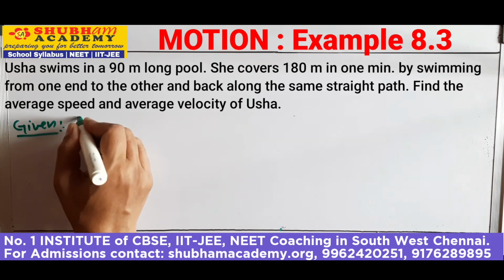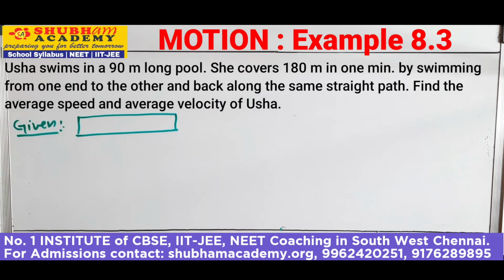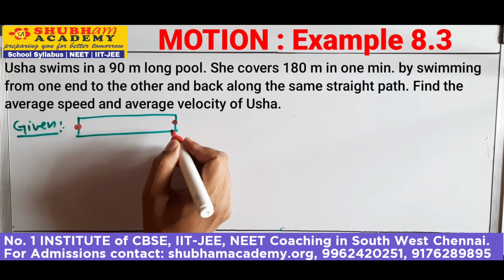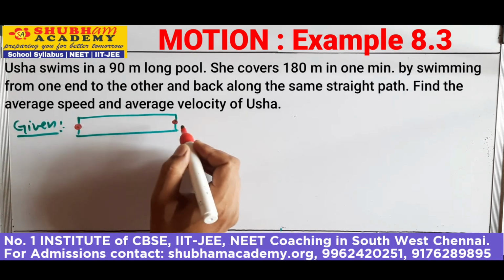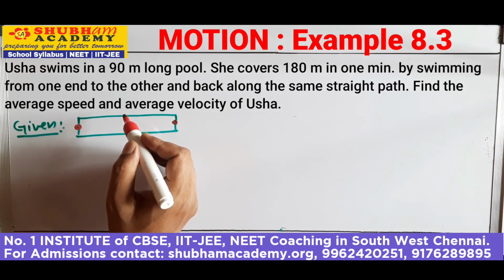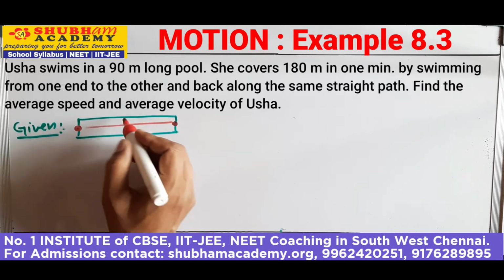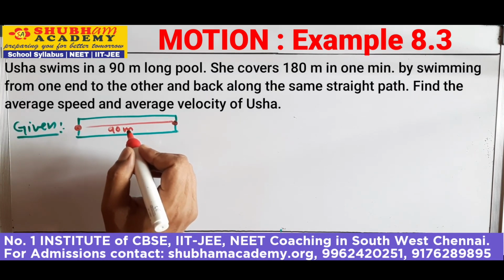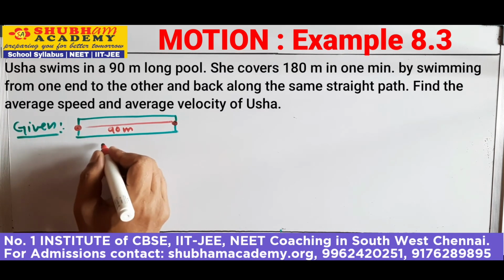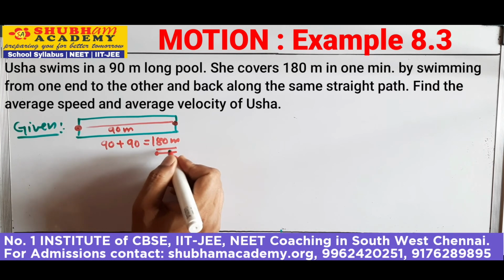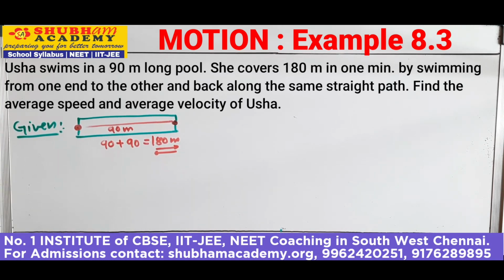This is a pool. Usha started from this particular position and she came till this end. And what is this distance? This distance is 90 meter. Then again she went back, that means total distance covered by her is 90 plus 90, that is 180 meter, to and fro. So, total distance travelled is 180 meter.